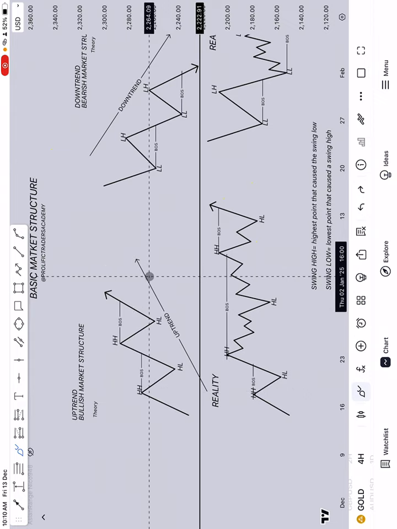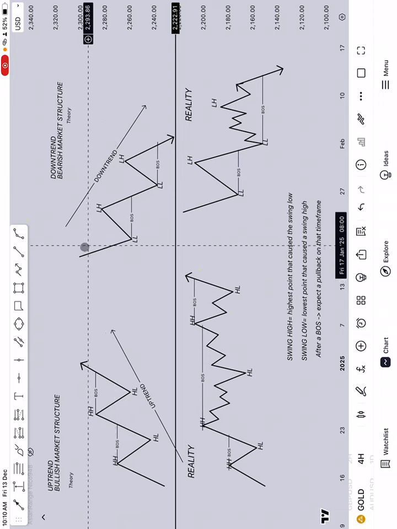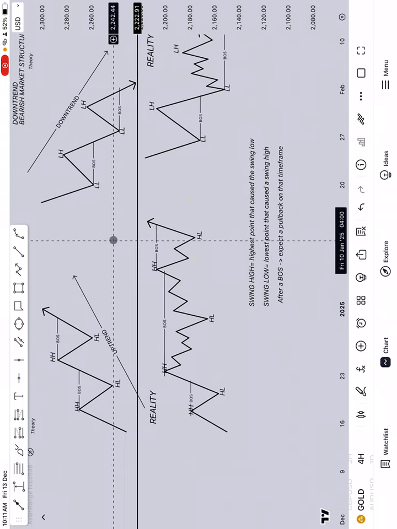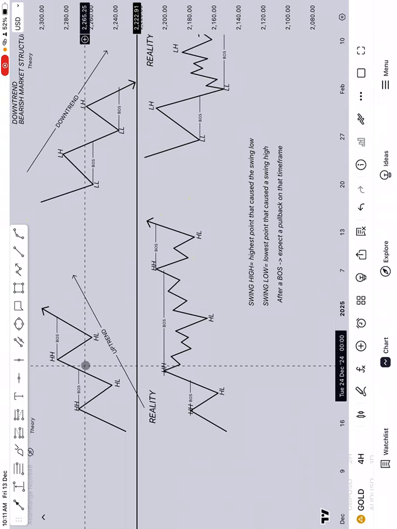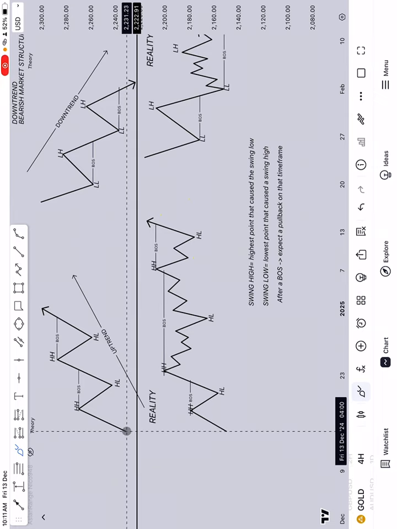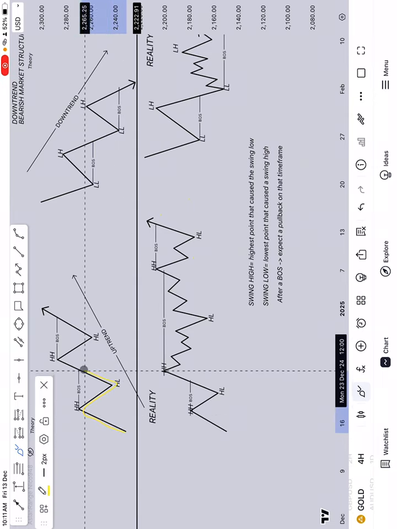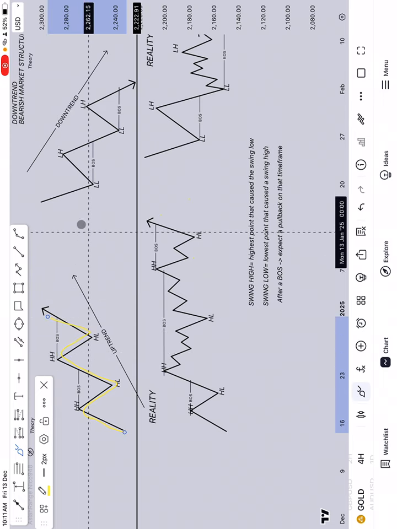Remember, this is how an uptrend market structure is formed, and this is how a downtrend market structure is formed: lower lows and lower highs. So in the real market, remember, these are swing structures, okay? And everything we are doing here is based on one time frame. So these are swing structures, higher highs, higher lows, okay?